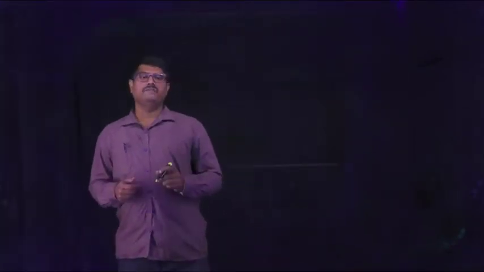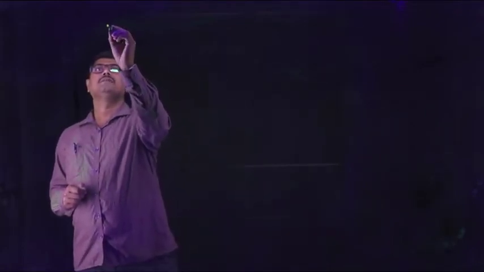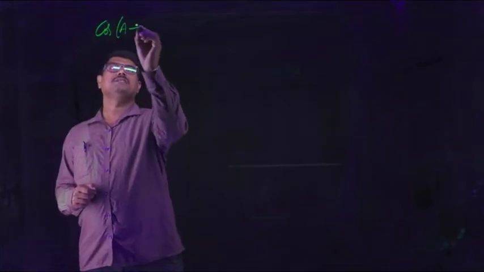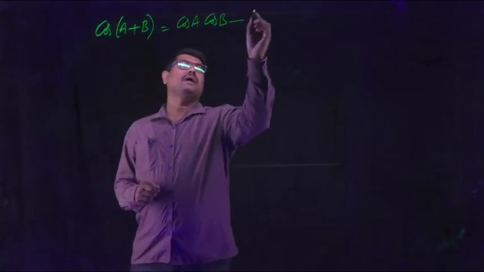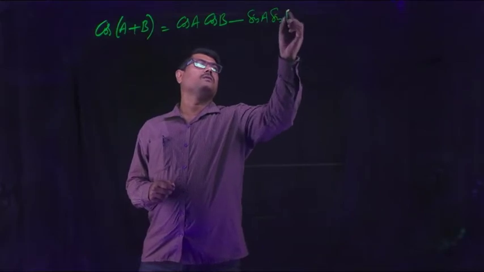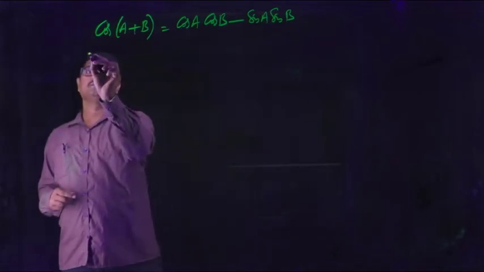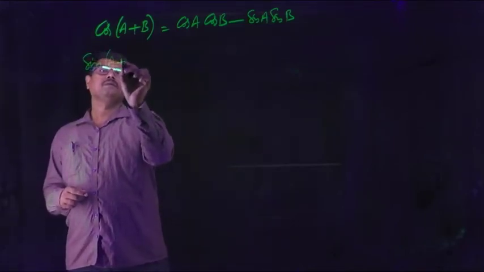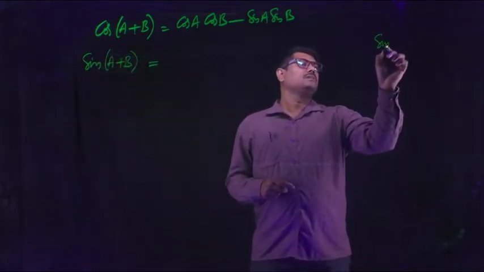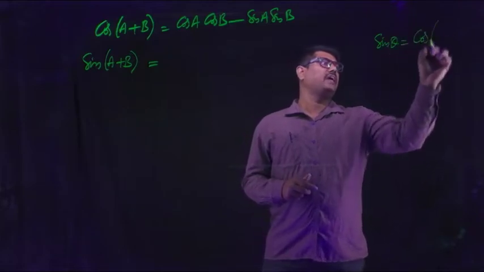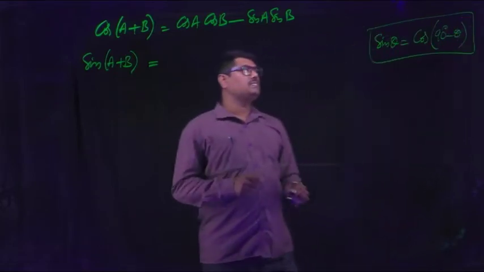Now, then how we will verify sin A plus B formula? Let me write the cos A plus B formula again. Cos of A plus B is equal to cos A cos B minus sin A sin B. Now we are going to verify the formula sin A plus B. Now observe sin A plus B. Now we have one concept. Sin theta you can convert it as cos 90 minus theta. Cos 90 minus theta is nothing but sin theta.